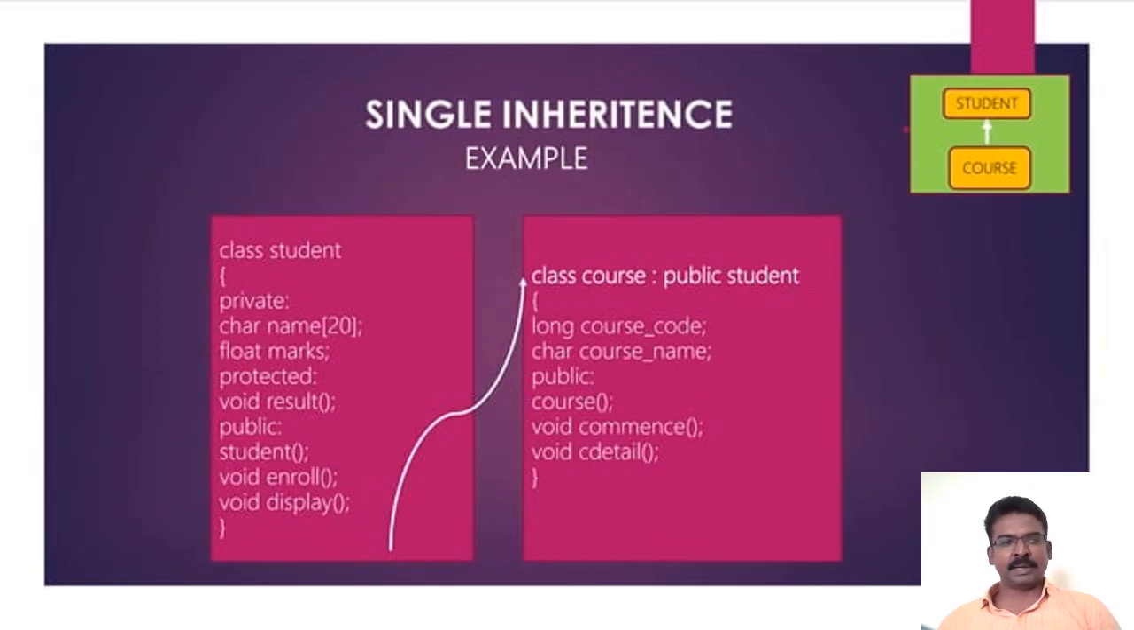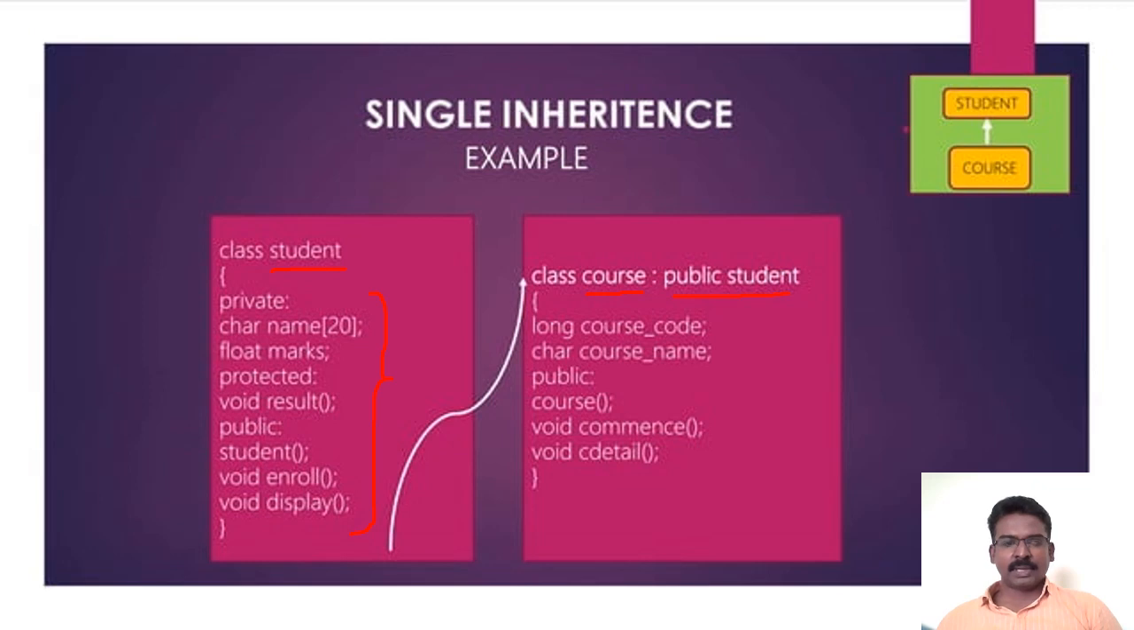Explaining this with an example. Here, a class named student is the base class, and it has certain data members and functions. The class named course is inheriting the base class, that is the student class. Through this declaration, we can see that the class course derives features from the student class.